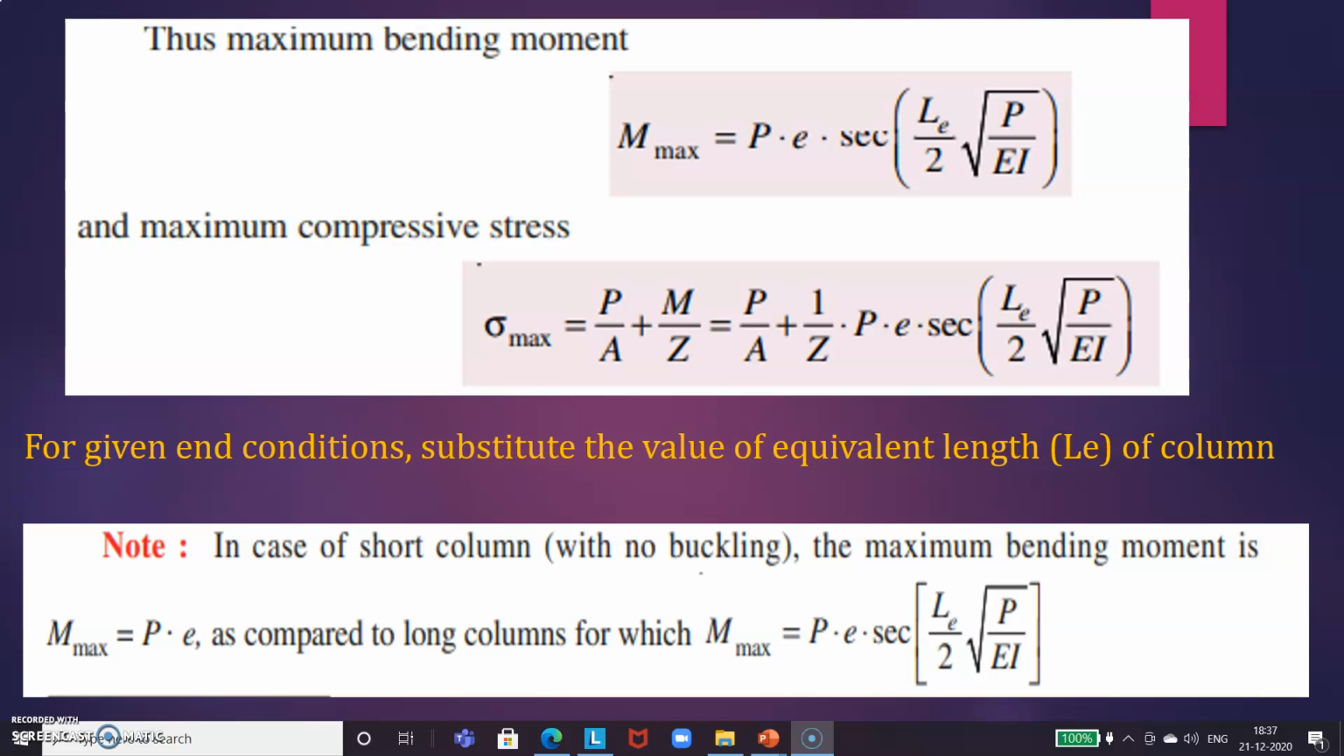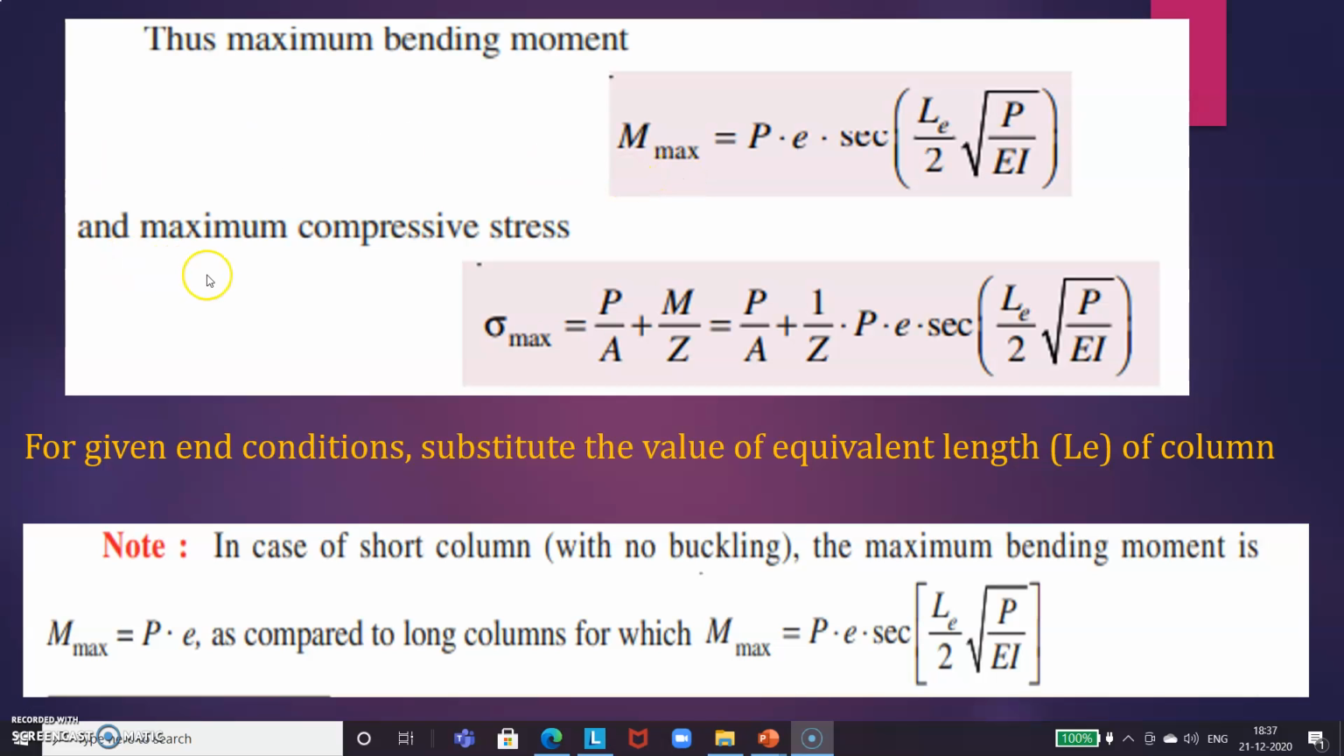long columns. Okay, so for this there is a derivation, that is not important. You just remember, in the case of eccentric loading, the maximum bending moment can be calculated by using this formula. That is, M maximum is equal to P into e into secant of Le divided by 2 into square root of P divided by EI. P is the load and e is eccentricity, and Le is effective length, E is Young's modulus, and I is moment of inertia. So if you have all this data, we can calculate the maximum bending moment.